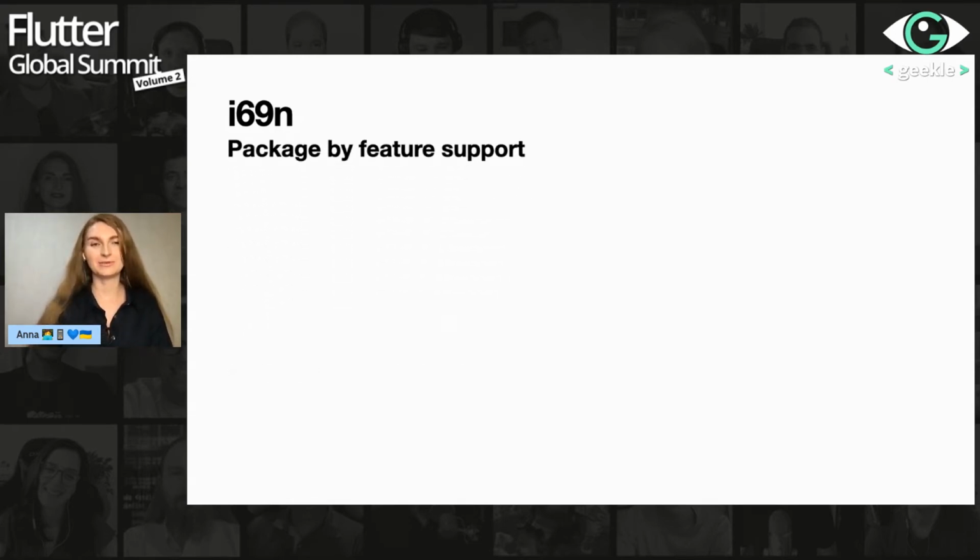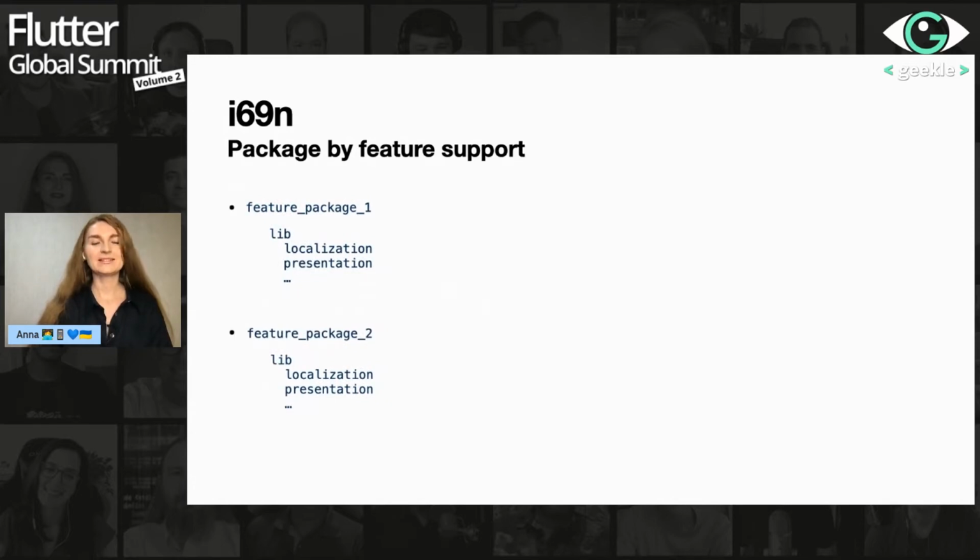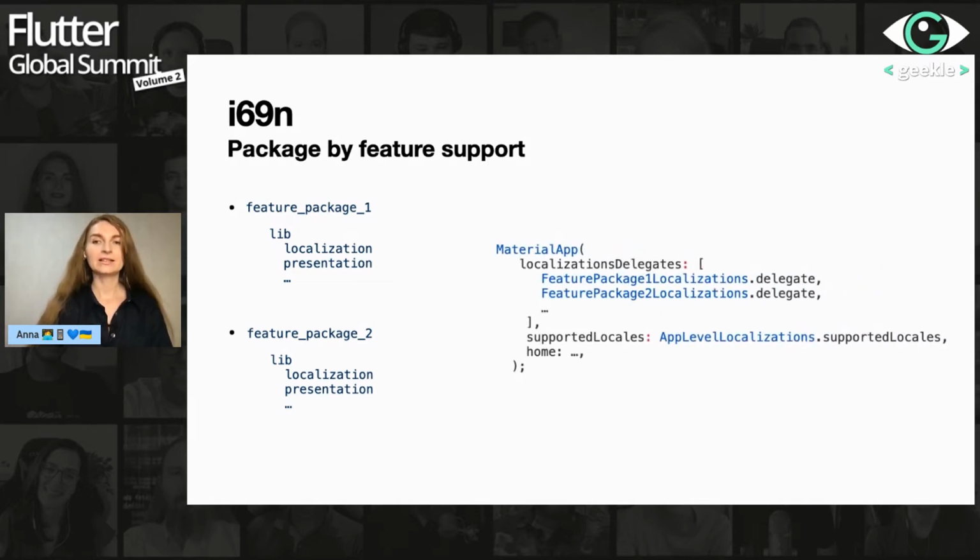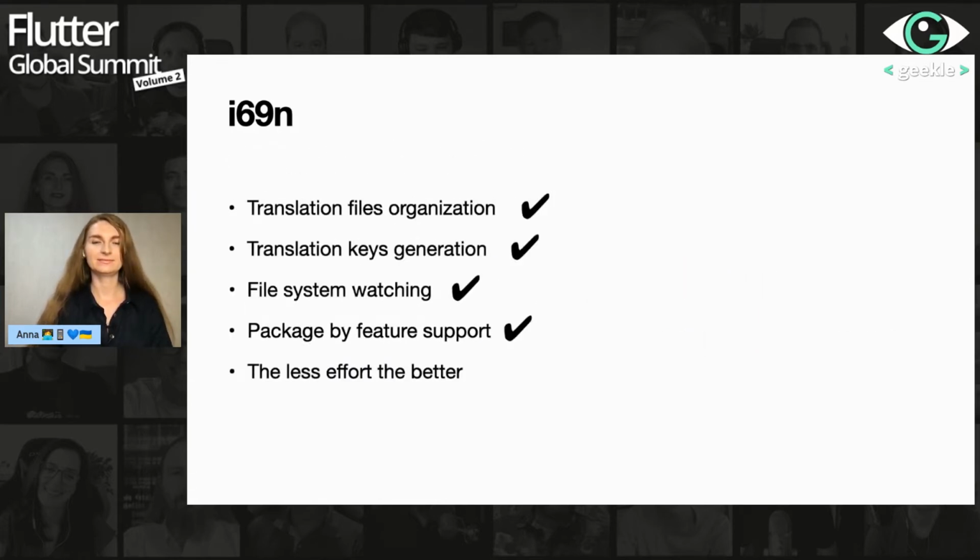Package by feature support. In the approach I'm going to show you, translations can be kept close to where they're needed, meaning in each package. Then, all pieces get connected together on the application level. Check.